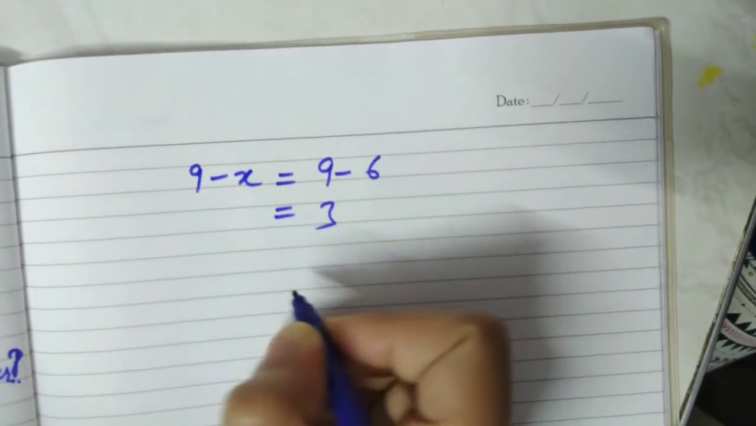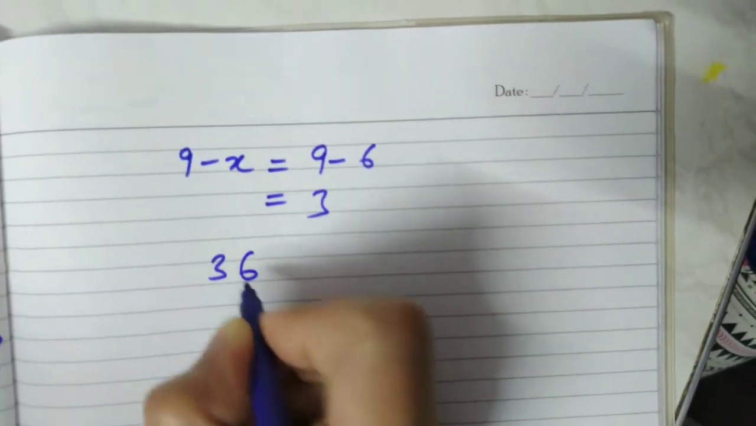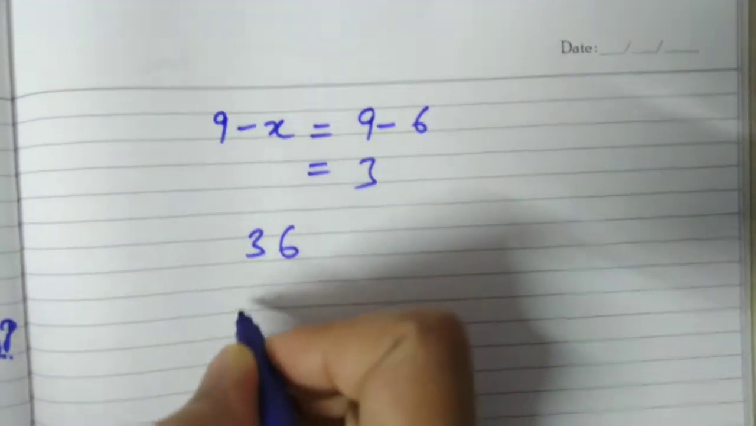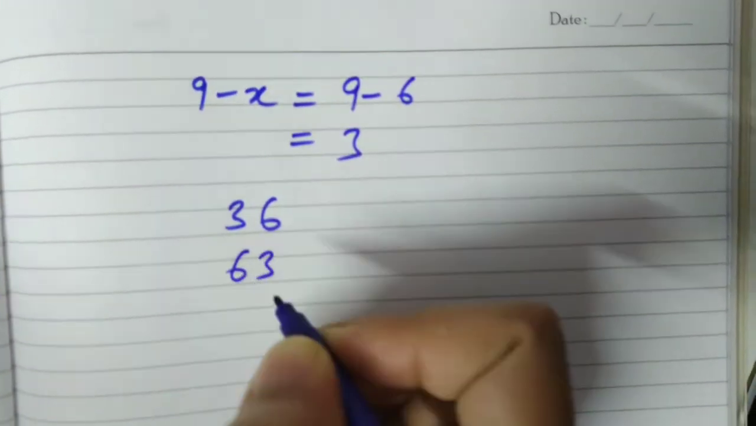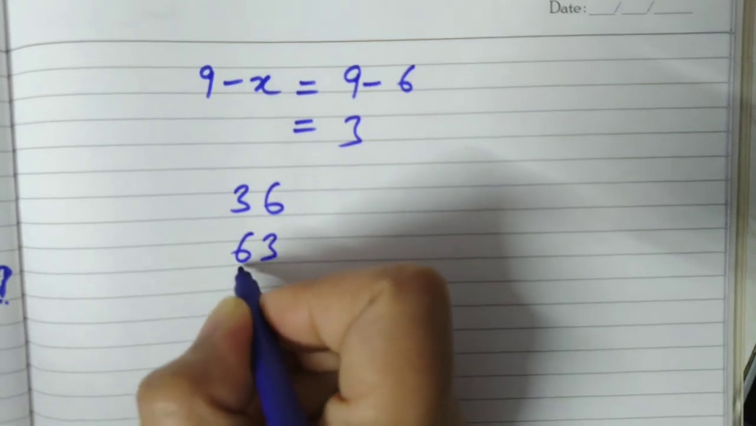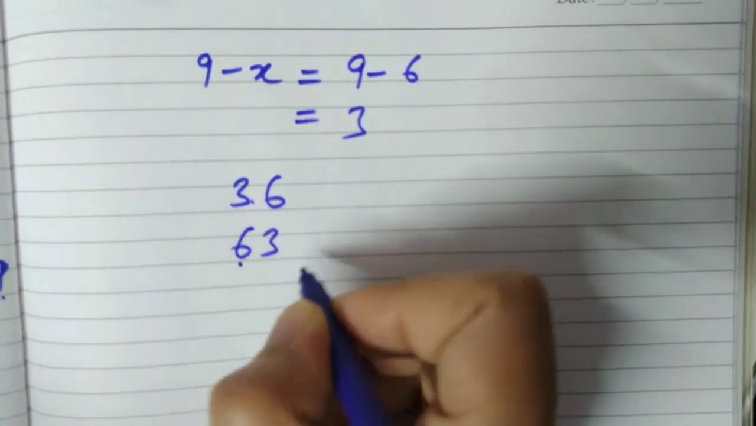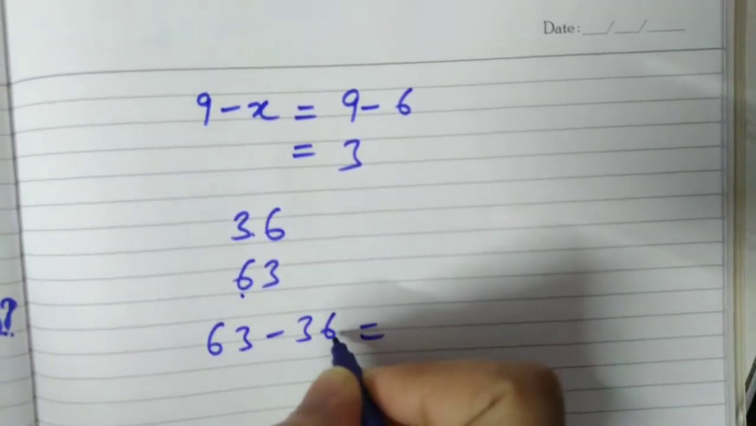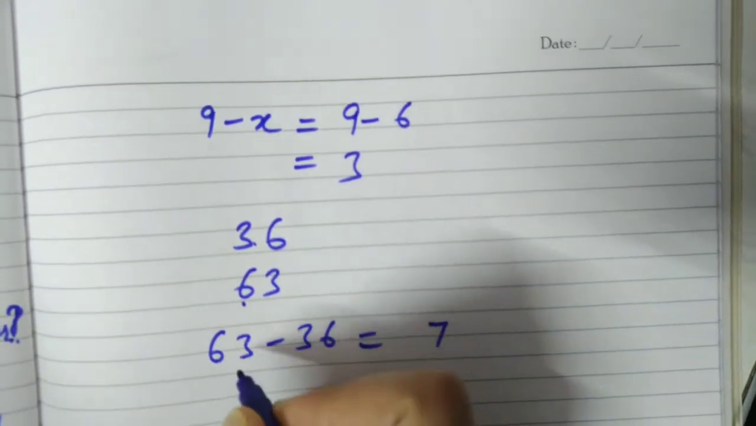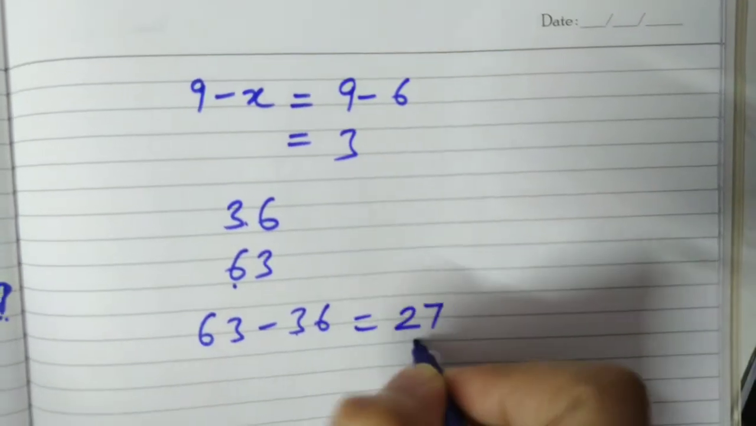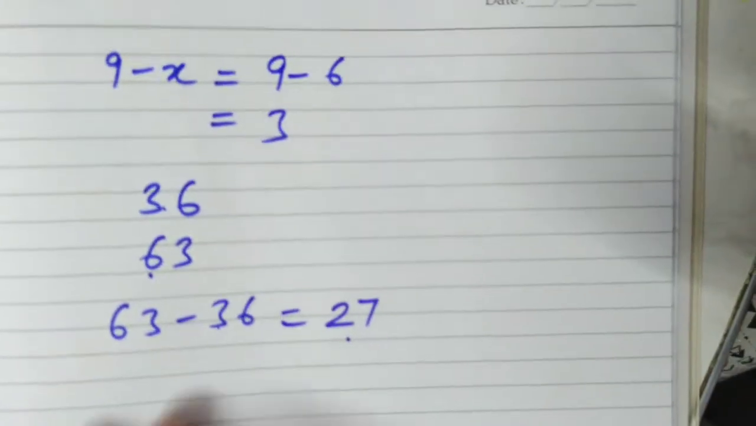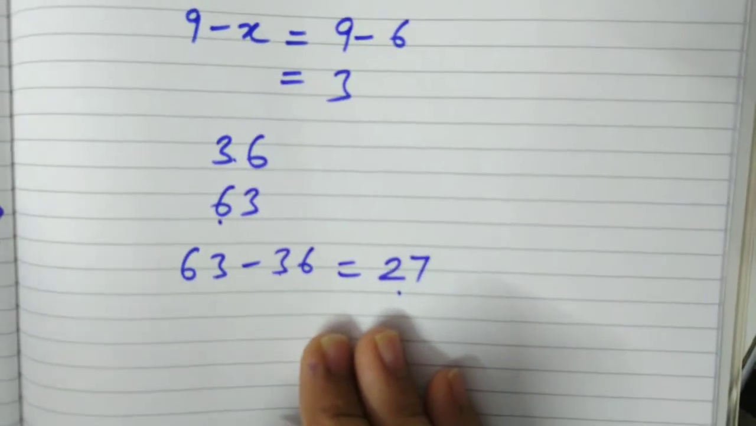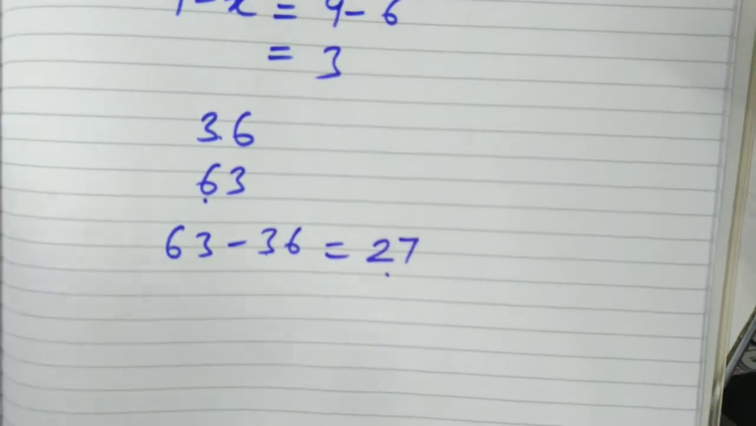So my number will be what? 36. And if we interchange these numbers, then what do we get? 63. And we can check our answer here. 63 minus 36. So what do we get? 13 minus 6 is 7. And here 5 minus 3 will be 2. So 27. We have checked our answer. Our answer is correct. 63 minus 36 is 27. It is satisfying whatever the condition they have given.